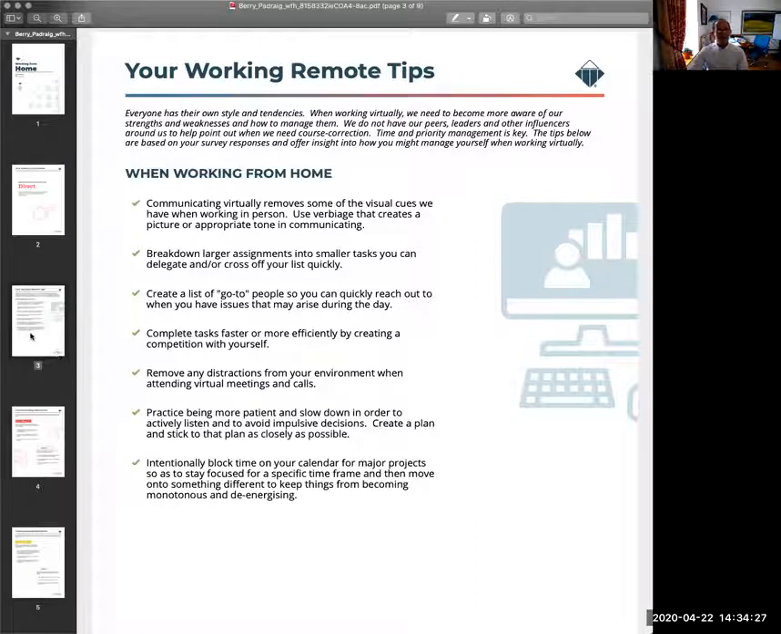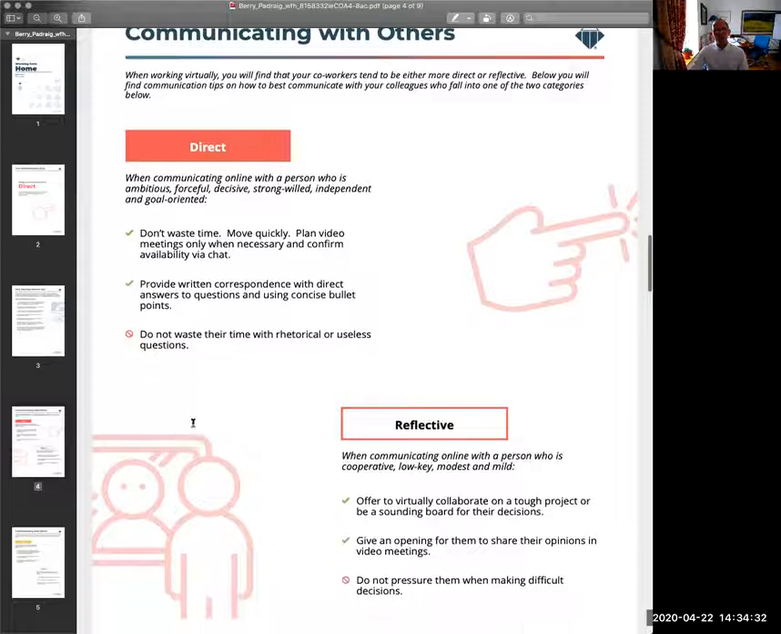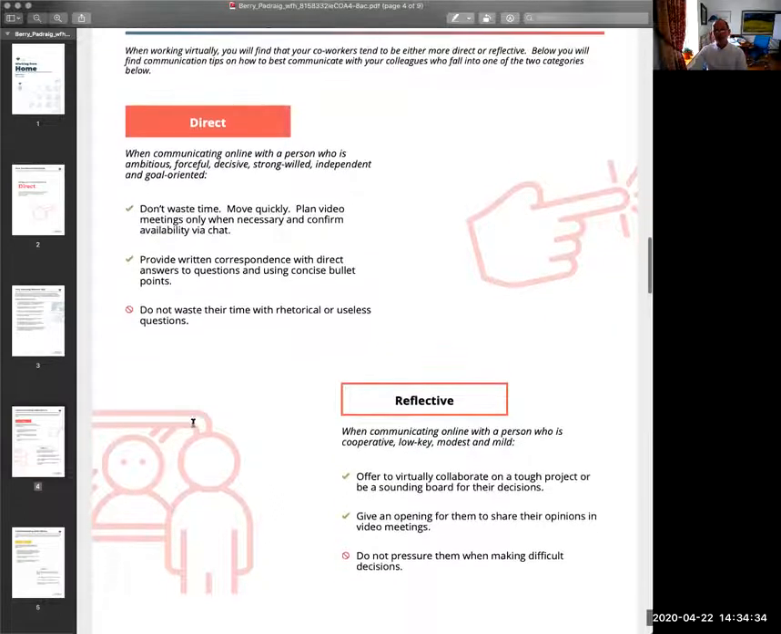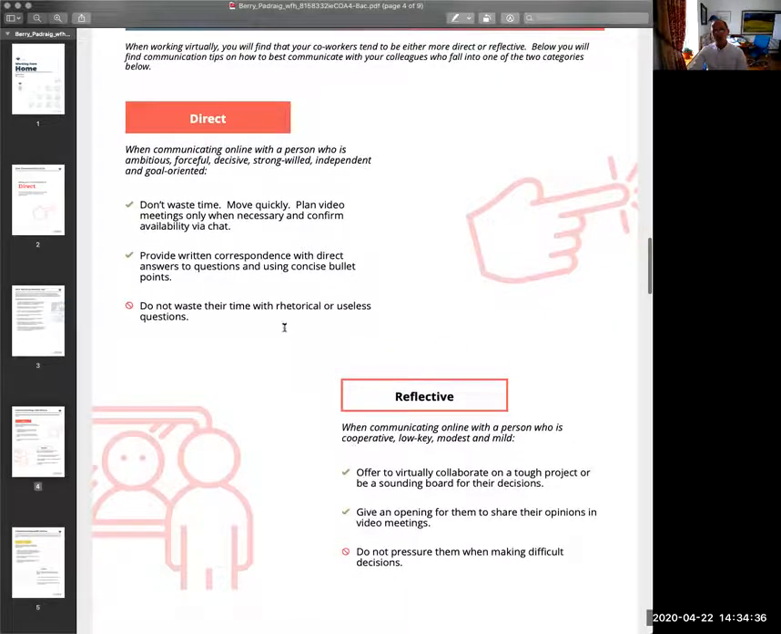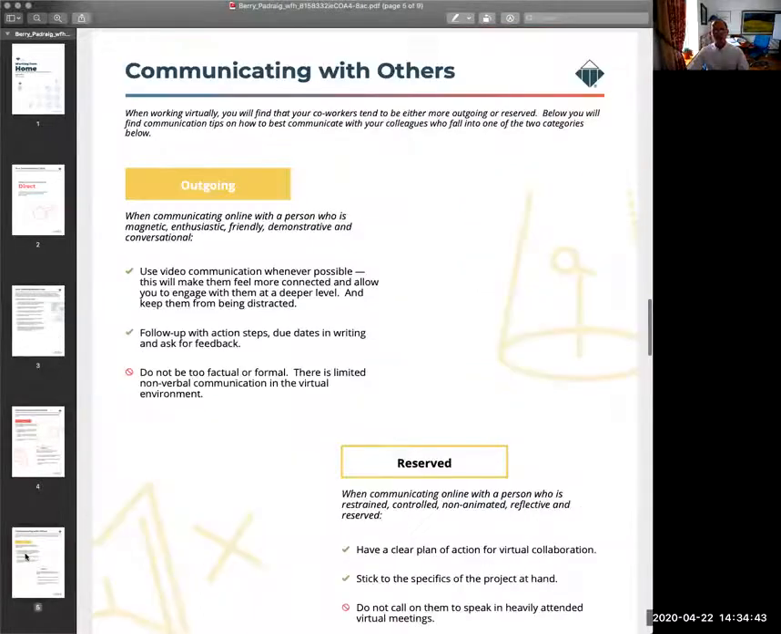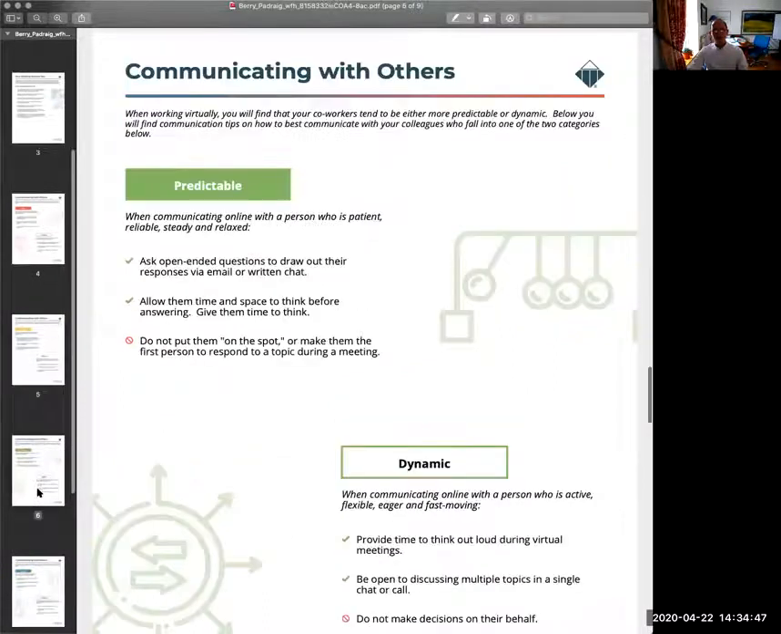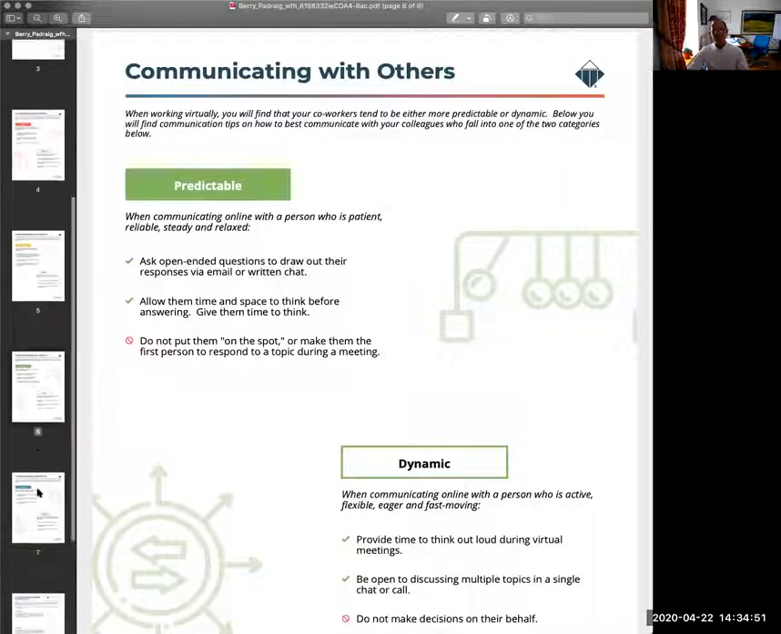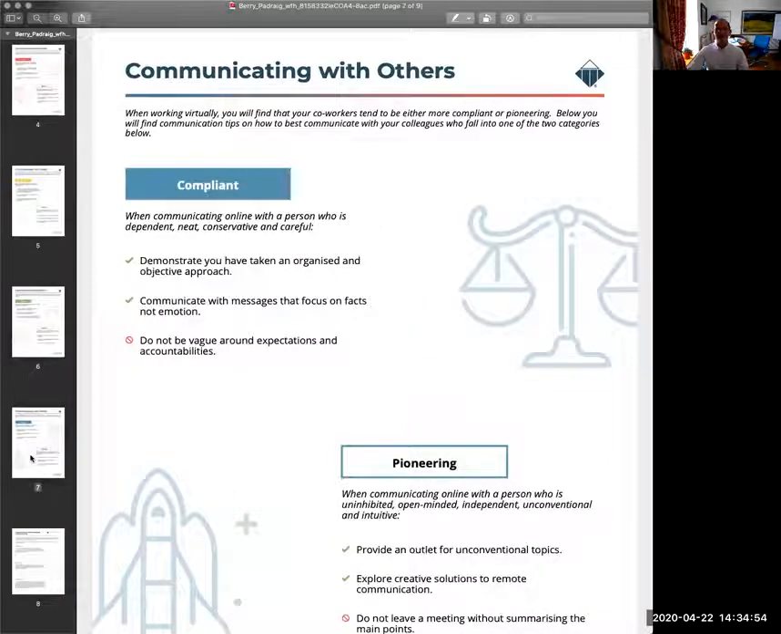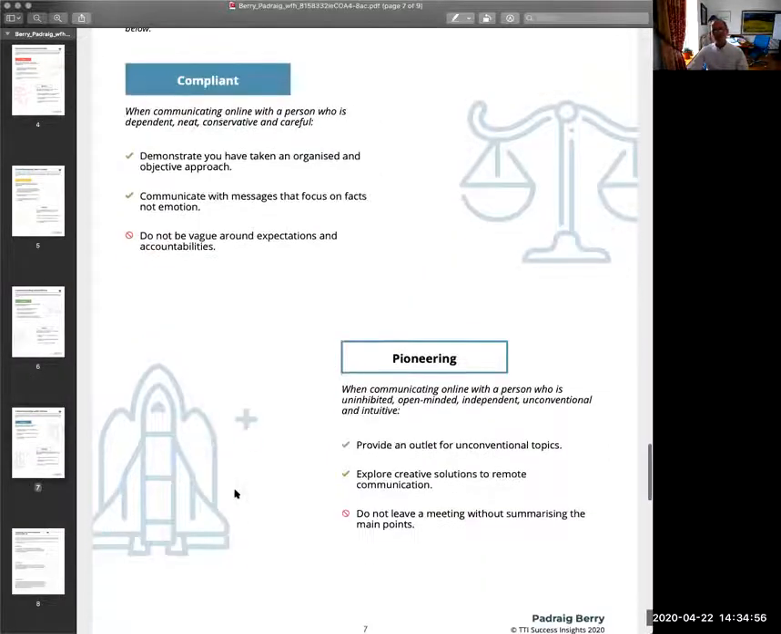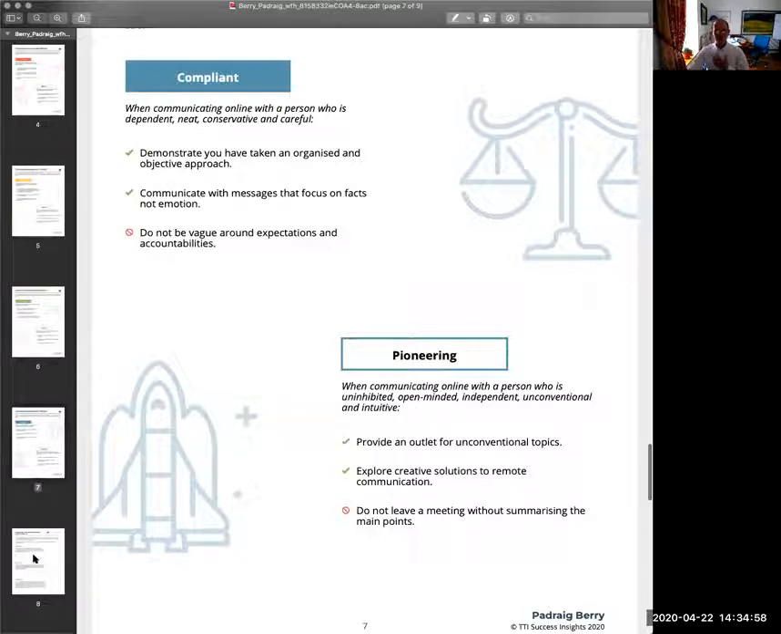Page 4 talks about how I communicate with other high Ds, a high D or a low D. Somebody I think is very, very high D, or somebody who's a very low D, somebody who's direct or somebody who's reflective. How I deal with somebody who's outgoing or reserved, high and low I. How I deal with somebody who is high S, predictable, or low S, dynamic, and how I deal with somebody who's a high C, compliant, or a low C, pioneering. I'm, for example, low C as my second factor.